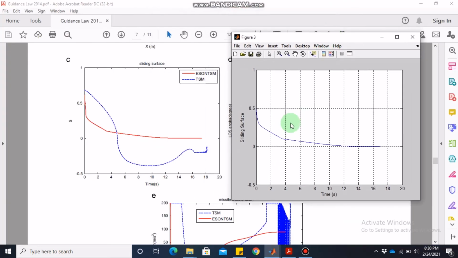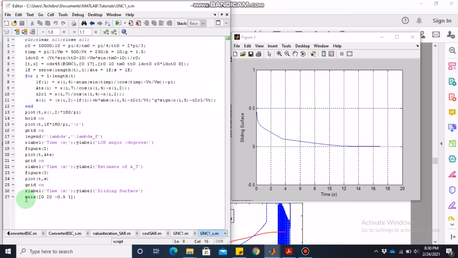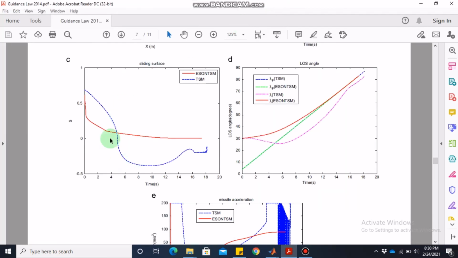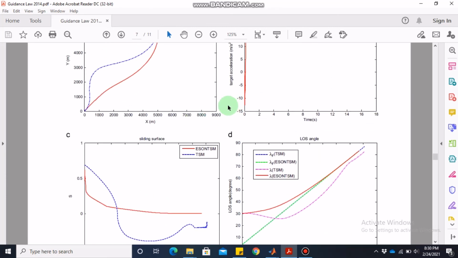I have equalized the axis to the axis in the paper, so that you can relate the two shapes together. For that I have used this extra command of axis. I didn't have to use this command, but I used it just to make the axis of this figure equal to the axis of this figure in the paper, so that you can relate the two figures quite easily. Similarly, you can plot other things that have been plotted by the paper.